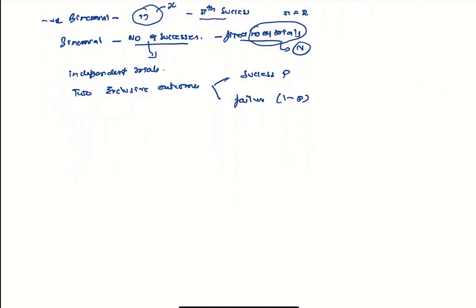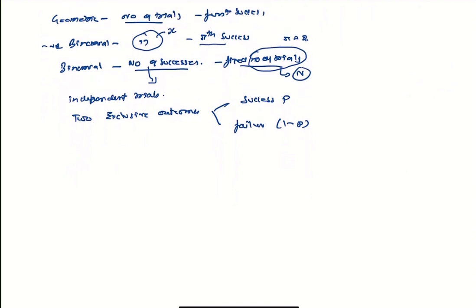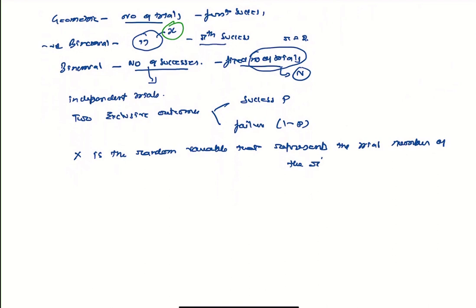X is the random variable that represents the trial number x in negative binomial. X, which is this number right here, is the random variable that represents the trial number of the rth success.